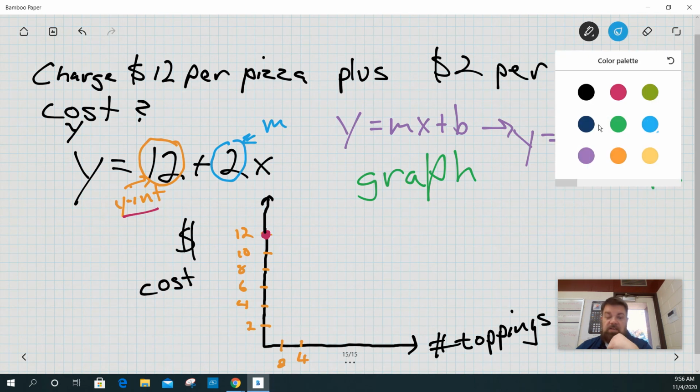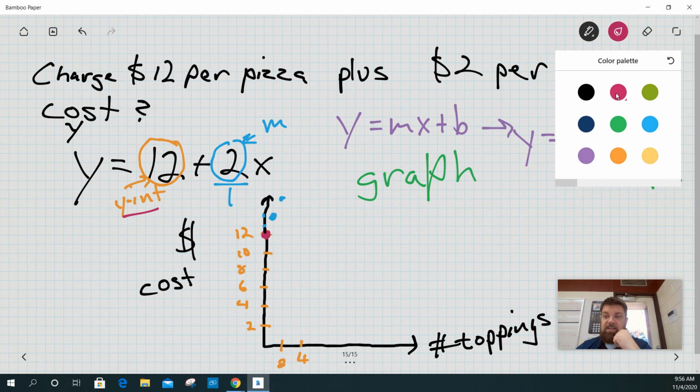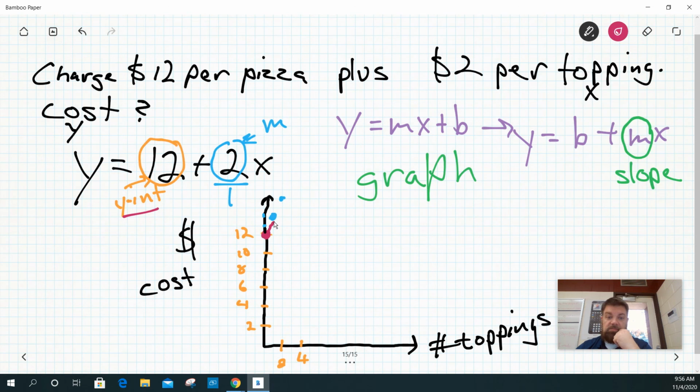So what I need to do then to find the graph is I'm going to go up 2 over 1, because 2 is the same as 2 over 1. So that's a point. From there, I'm going to go up 2 over 1. That's a point. And then that's basically how I graph this. And that's it.